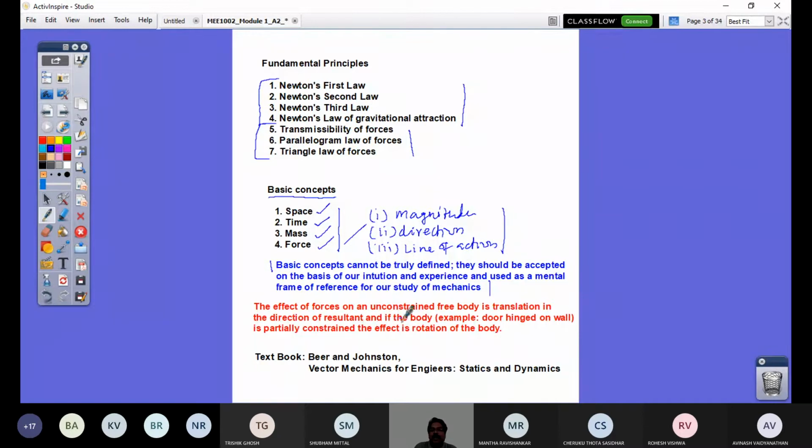So the effect of forces on an unconstrained free body is translation in the direction of the resultant. Resultant means what? You have a number of forces, you replace them by a single force called the resultant, and the unconstrained body, that means a totally free body, would be moving in that same direction. For example, we were seeing that a door hinged on a wall is an example. It is not a fully free body, it's a partially constrained body. So being partially constrained, the effect is rotation of the body, so that you know. So what is the effect of force on rigid bodies is what we were also talking about in the last class.